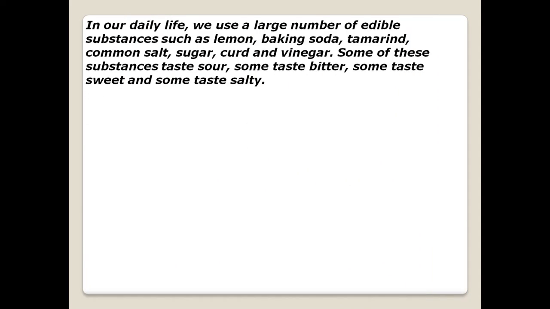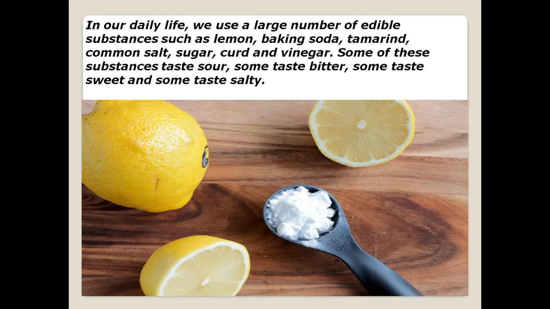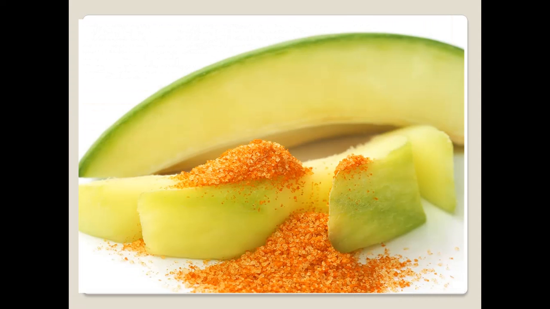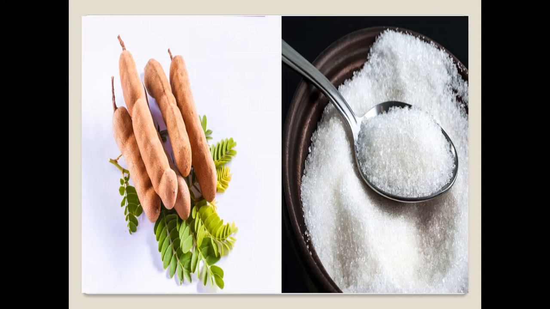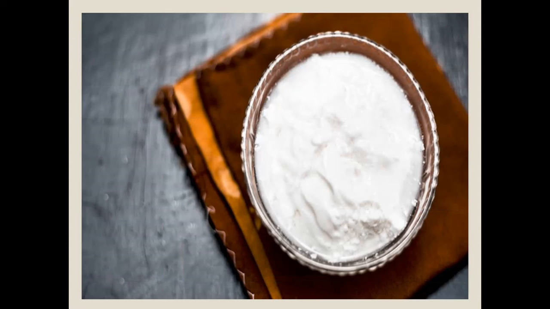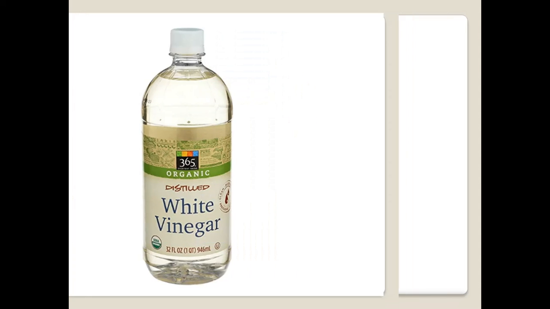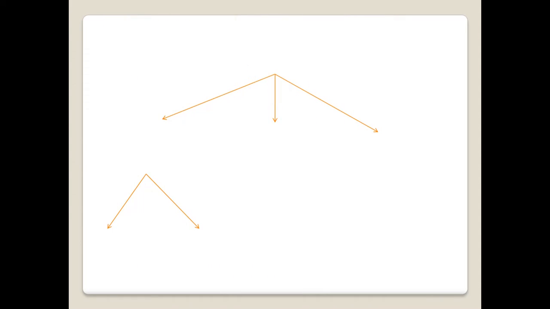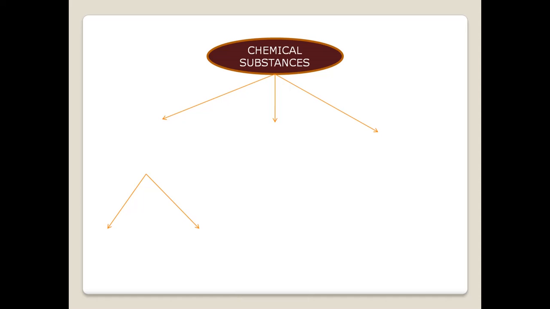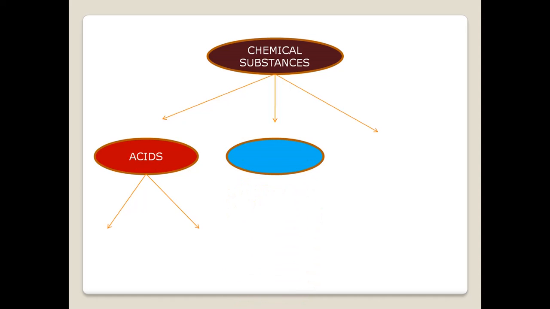In our daily life, we use a large number of edible substances such as lemon, baking soda, tamarind, unripe mango, sugar, curd, vinegar. So these are some of the examples of substances that we use in our daily life. These food items or edible substances contain chemical substances in them. These chemical substances can be classified into three: acids, bases and salts.